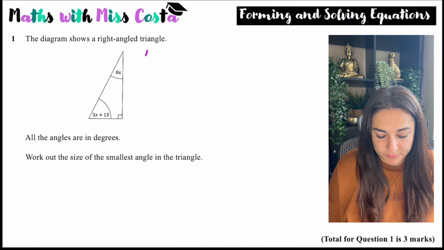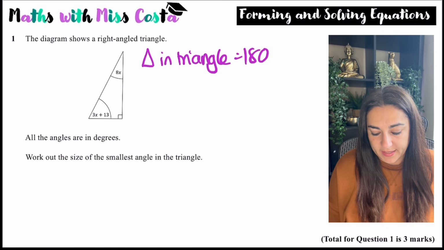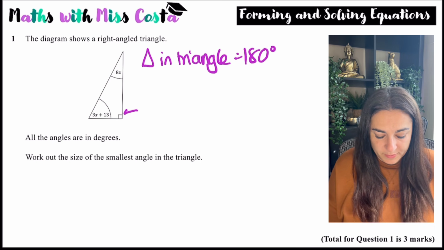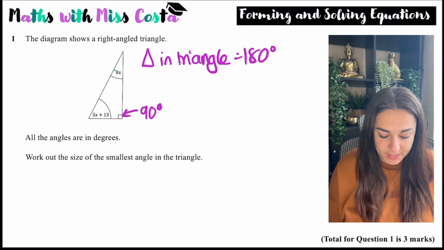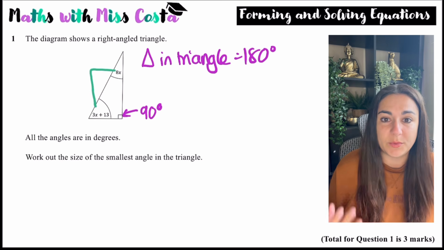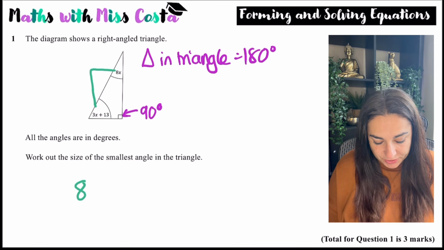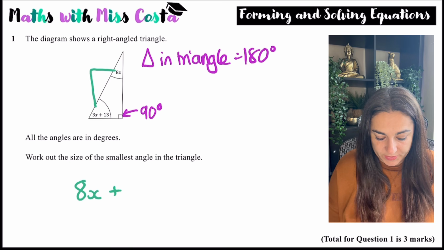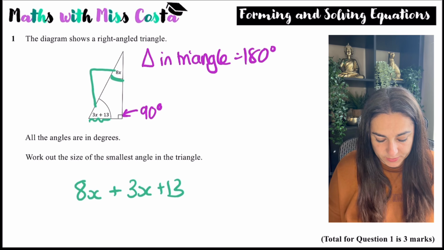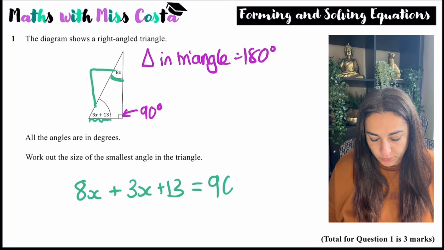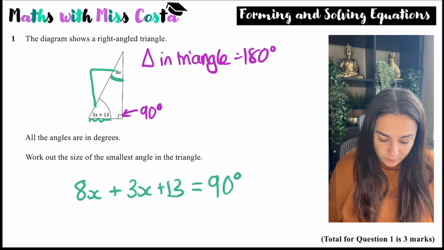So I know, first of all, that angles in a triangle sum to 180 degrees. And I've been told here it's a right-angled triangle, which means that this angle here would be 90 degrees, which means that these two remaining angles will need to also add to 90 degrees, because 90 plus 90 gives you 180. So you know that 8x, which is the size of this angle here, plus 3x plus 13, which is the size of this angle here, must equal 90 degrees.